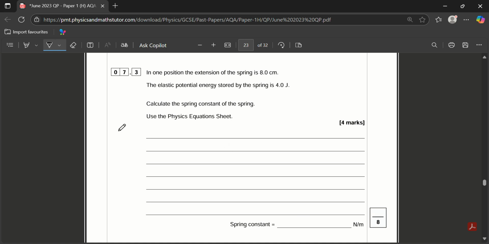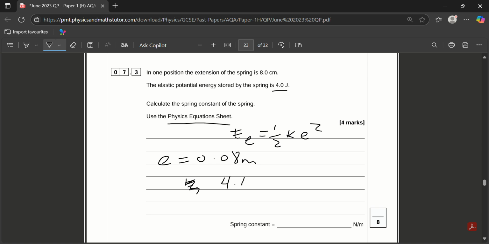Okay, next question. In one position of the extension, the spring is 8 centimeters. The elastic potential energy stored by the spring is 4 joules. Calculate the spring constant of the spring. Use the physics equation sheet. Looking at the equation sheet, we'll get the elastic potential energy coming out as half k e squared. We know that e is going to be 8 centimeters, which will be 0.08 meters.